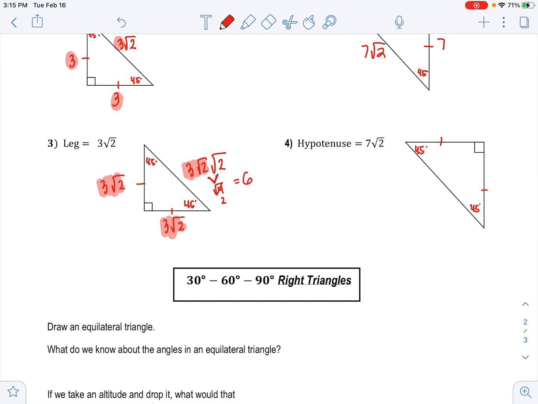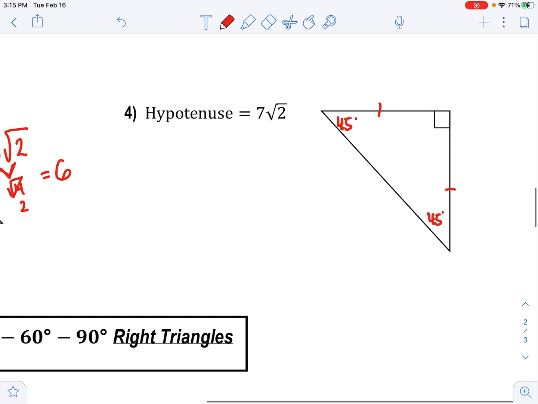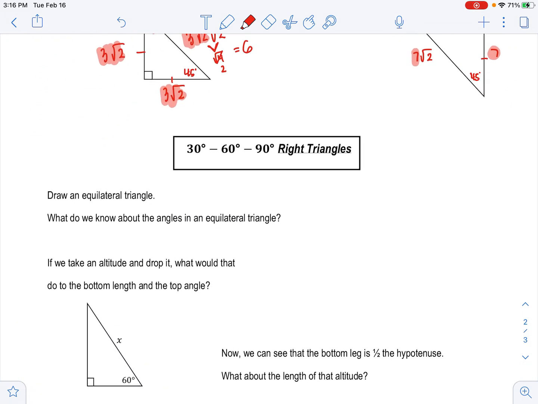Let's try another one that's not as hard. I don't think that's very hard, but at the same time, let's try one that's a little bit more difficult. We'll get to another one like that. Okay, one that's a little easier, I should say. Hypotenuse, 7 root 2. What does that make the legs? 7 and 7, right? Because it's this root 2. See that?